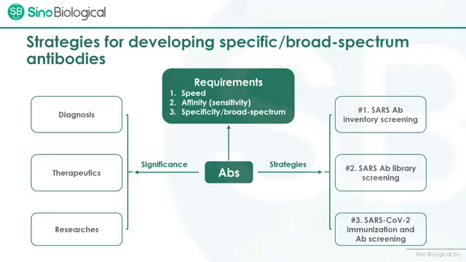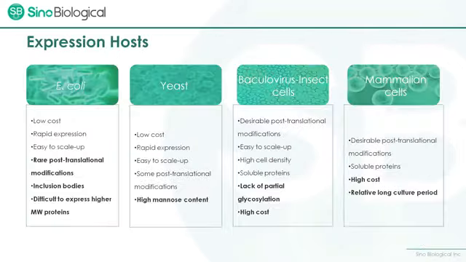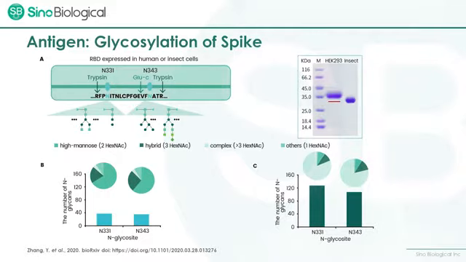But the first key reagent we need to have is the antigen from SARS-CoV-2. We will use recombinant technologies for developing recombinant SARS-CoV-2 antigens. Here are the four major expression hosts available now for recombinant protein expression. When we go through the information we have about the SARS-CoV-2 spike protein and N protein, we know that the spike protein is highly glycosylated.